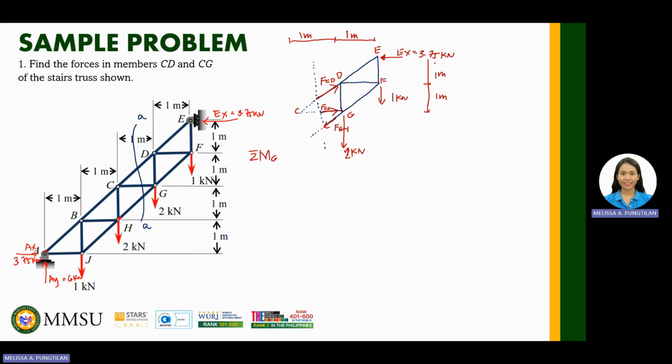So, CG and GH cancel out kasi they are directly connected dito sa point G. No? So, CD ang i-compute natin dyan. By taking the summation of moment at point G is equal to 0, counterclockwise positive. Okay. So, yung CD natin, diagonal siya. Therefore, meron siyang X and Y component.